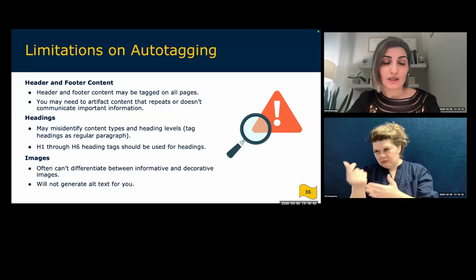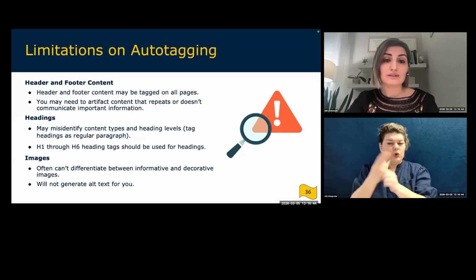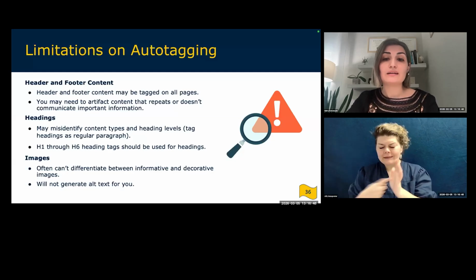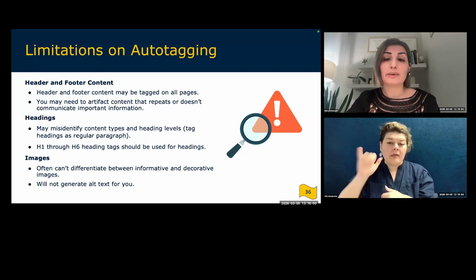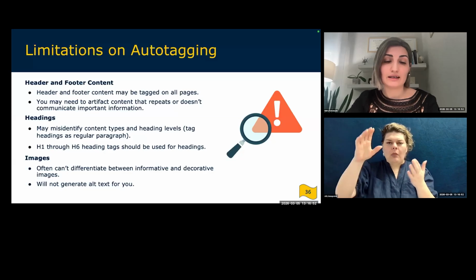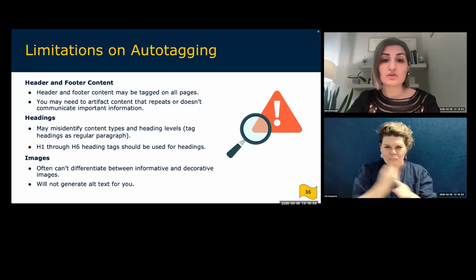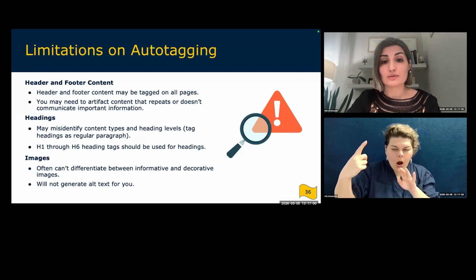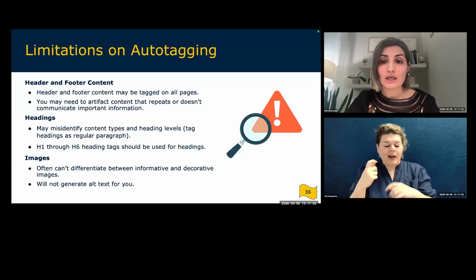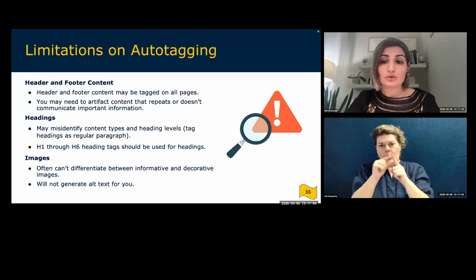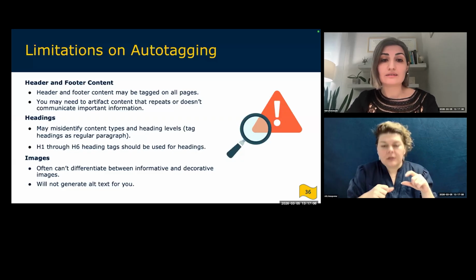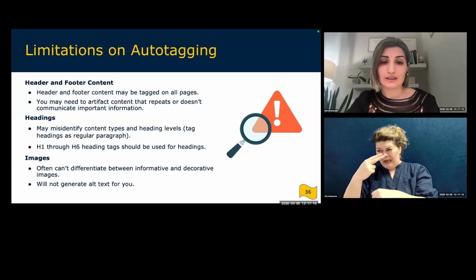For headings, auto tagging can often get headings wrong. It may label a heading as a regular paragraph instead of a proper heading level, or sometimes just large text can automatically be tagged as heading level 1 or heading level 2 just because the text was large. That's why it's important to review all heading levels and make sure they are correct and consistent throughout the document.